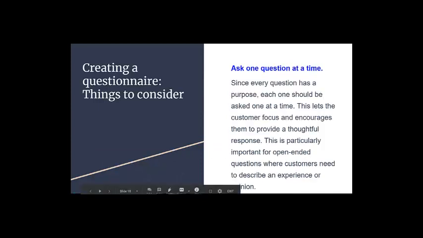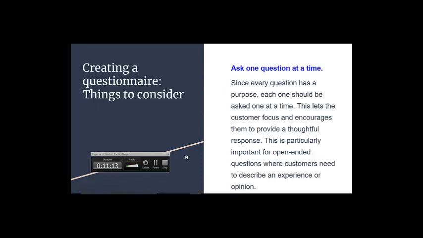Another thing to have in mind is to ask one question at a time. Since every question has a purpose, each one should be asked one at a time. This lets the customer focus and encourages them to provide a thoughtful response. This is particularly important for open-ended questions, where customers need to describe an experience or an opinion. So ask one question at a time. Don't ask two questions and get things mixed up. You may end up missing the right answer, or have the question answered in part and not in full. So always keep to one question at a time, especially for open-ended questions.